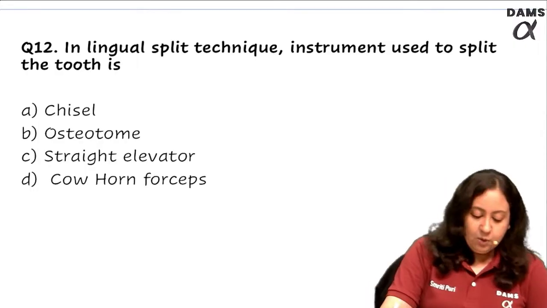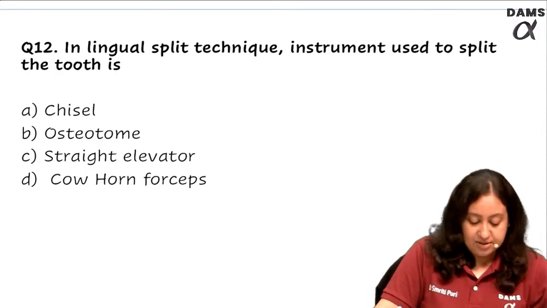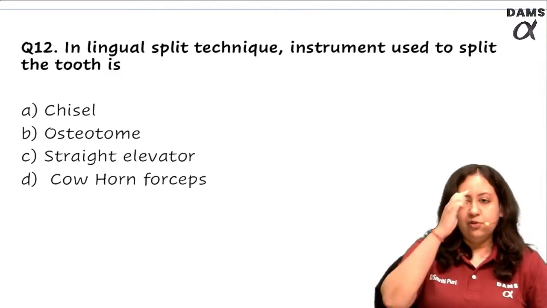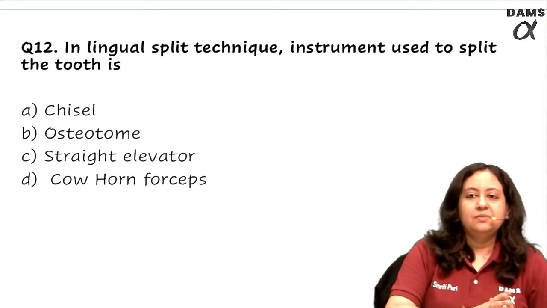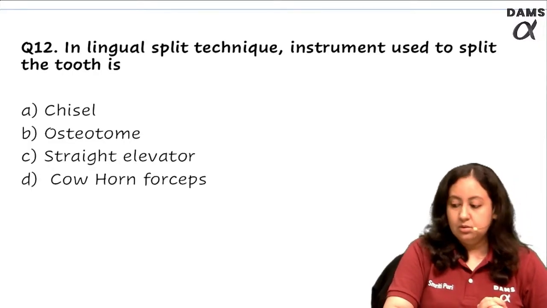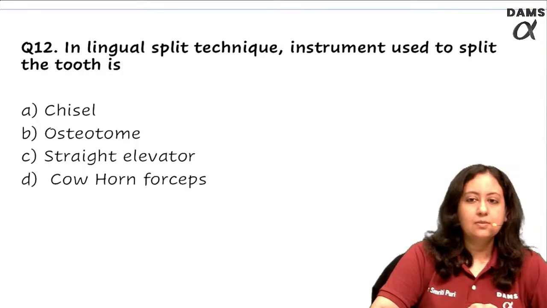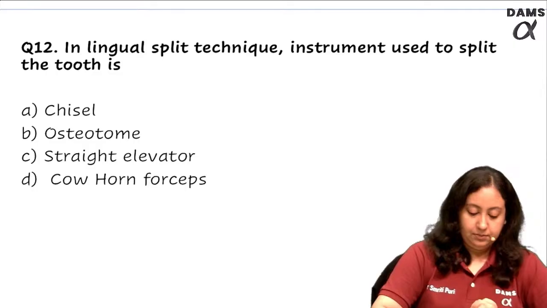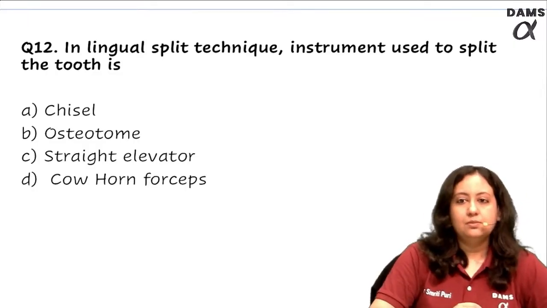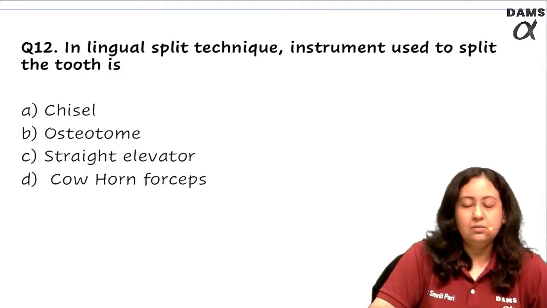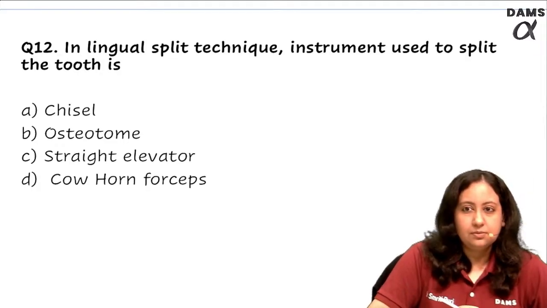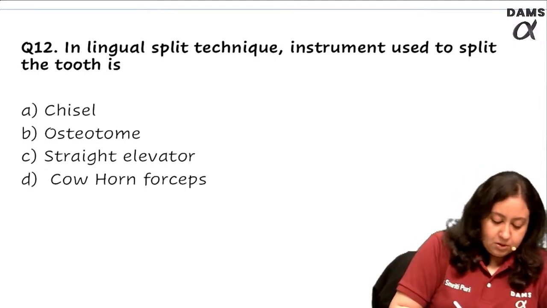Coming to question number 12. In lingual split technique, the instrument used to split the tooth is A. Chisel, B. Osteotome, C. Straight elevator, and D. Cow horn forceps. Let's quickly answer. We have a total of 14 questions. We are on the 12th. More answers, come on. So the answer is osteotome.